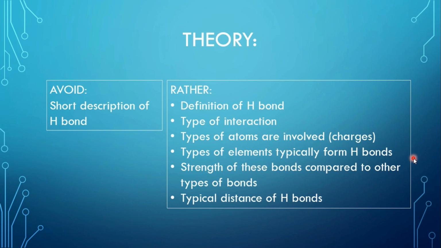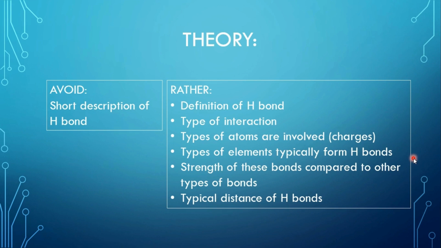So avoid just giving a short description of a hydrogen bond, but rather provide the definition of a hydrogen bond and then go into more detail. Explain what this type of interaction is, the type of atoms involved and their charges. Are there certain types of elements that typically form hydrogen bonds? What are the strengths of these bonds compared to other types of bonds? As well as what are the typical distances of hydrogen bonds.